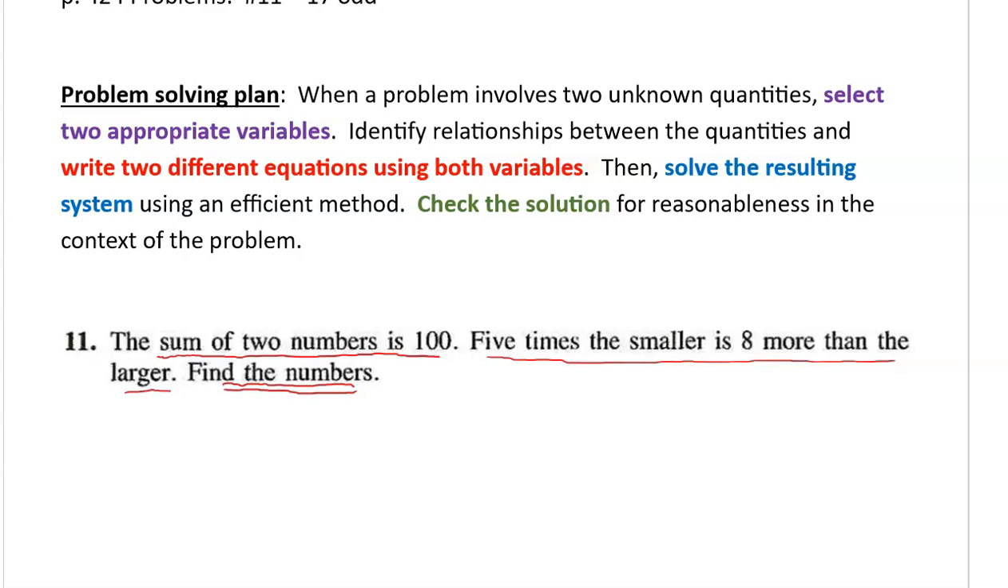So our variable choices, let x be one of the numbers, and y be the other number. Now, you don't have to choose the letters X and Y. You could choose A and B or M and N, whatever you want.